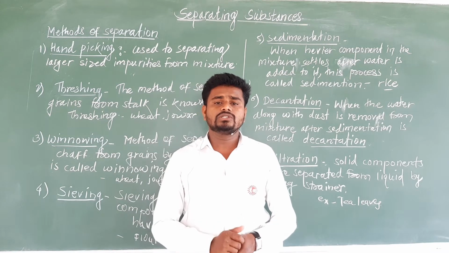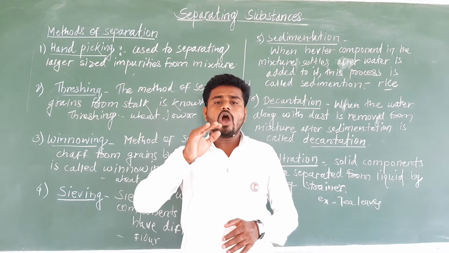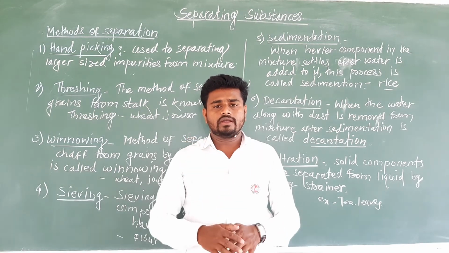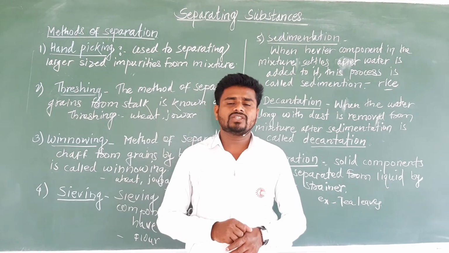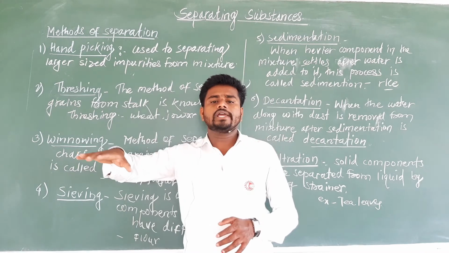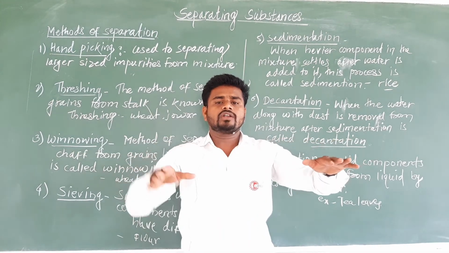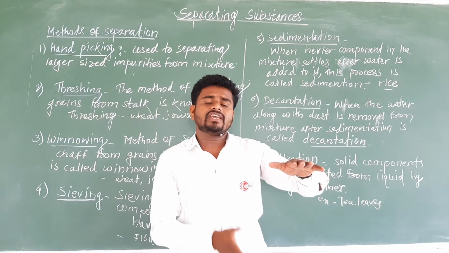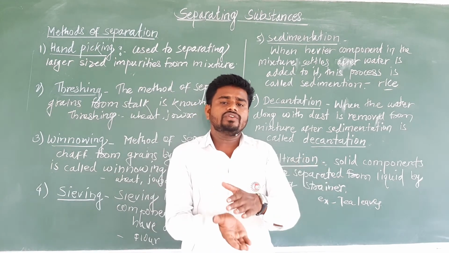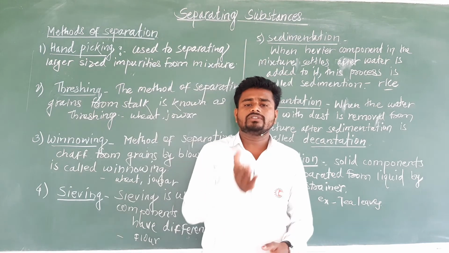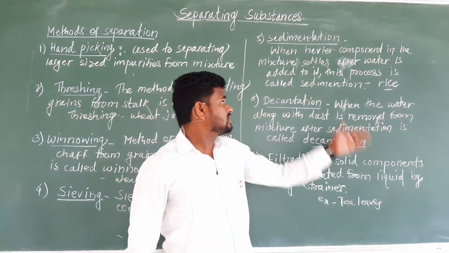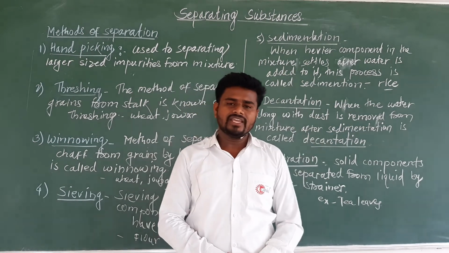This method is also used to separate oil from water. Now what happens when oil mixes with water? A layer of oil forms on the surface of the water, and as the water is heavier, it settles downside. Then we can easily drain out the oil by the method of sedimentation and decantation.